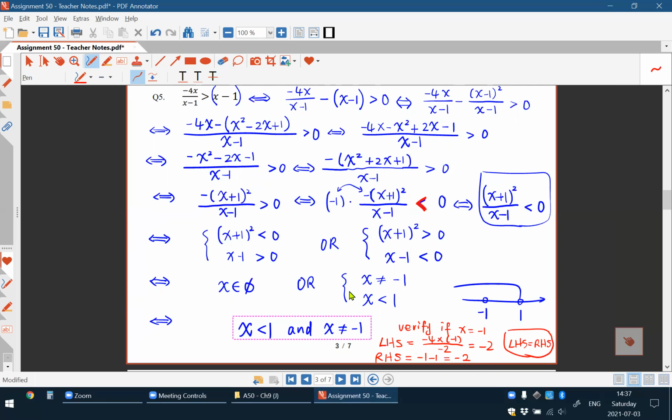But the original inequality says the left-hand side should be strictly greater than the right-hand side. So x cannot be minus 1, right? This is the reason that x cannot be minus 1. Understand? Both of you.